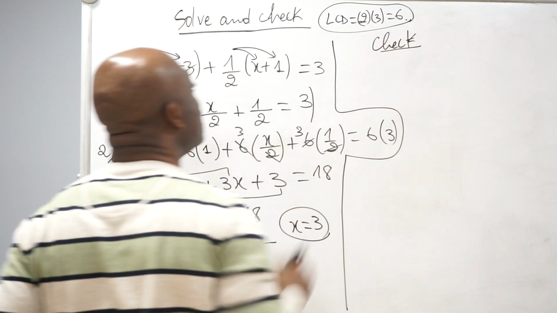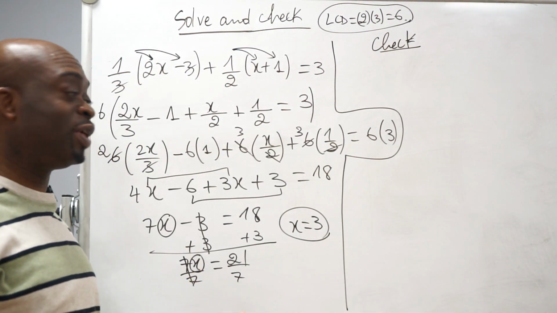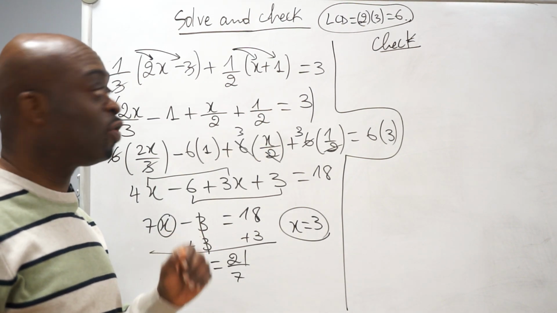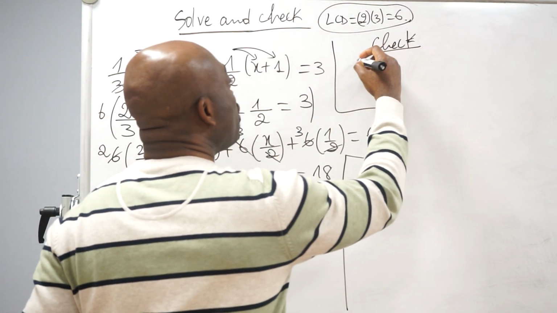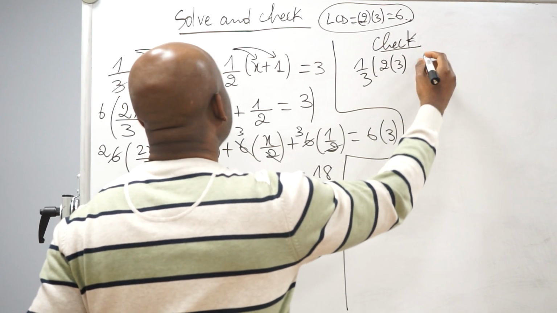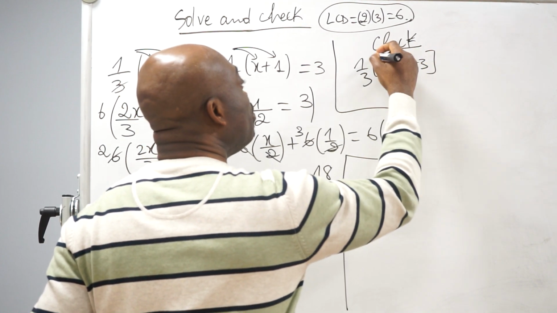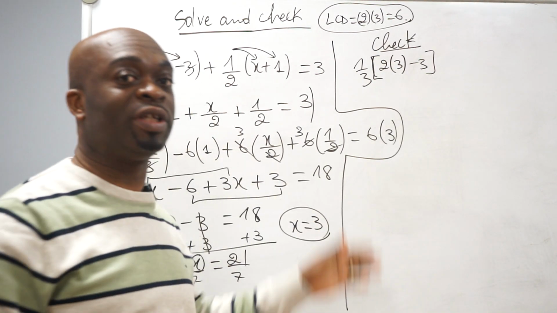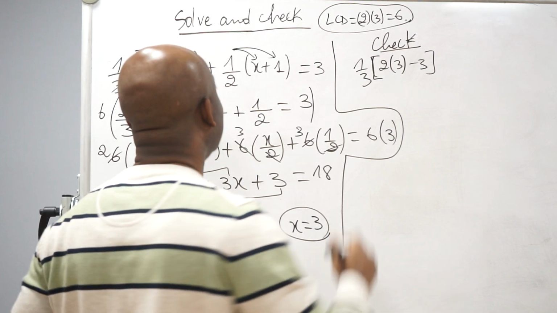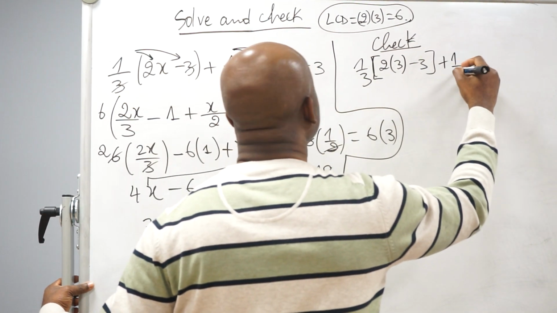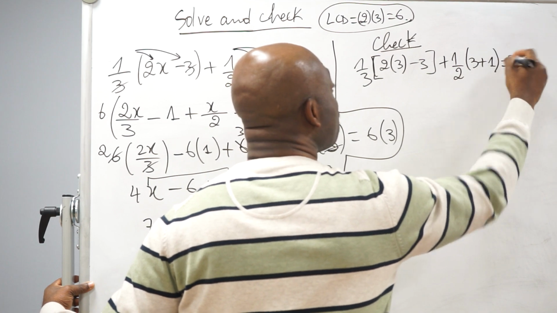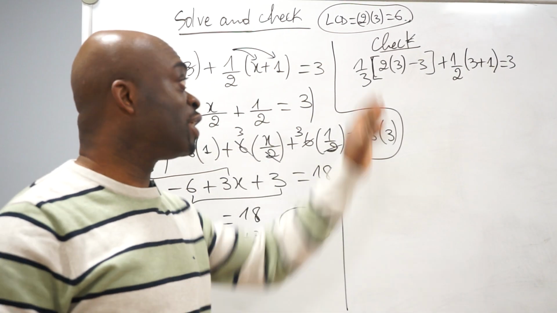So to check this, always when you check, what do we do? We take the answer that we got and substitute in the original equation. So that means what? We have 1/3 of 2 times 3, right? Minus 3. Or you can put a bracket here, so you can make a difference between the bracket and the parentheses, but they all do the same work. Okay? And then plus half. Then 3 plus 1 equals to 3. Okay? So this is what we're going to check.